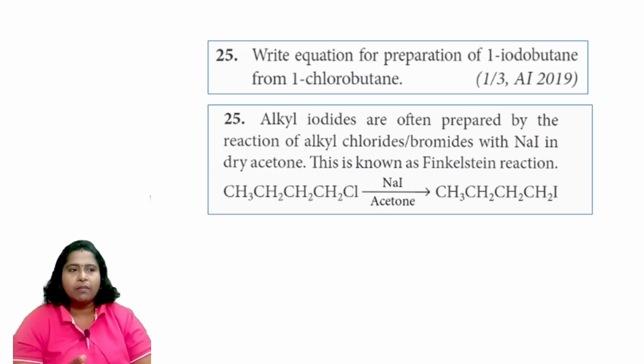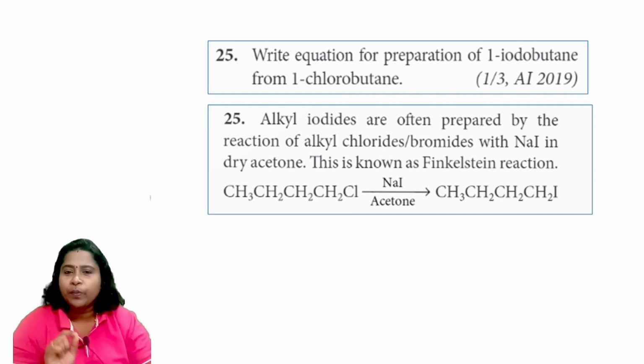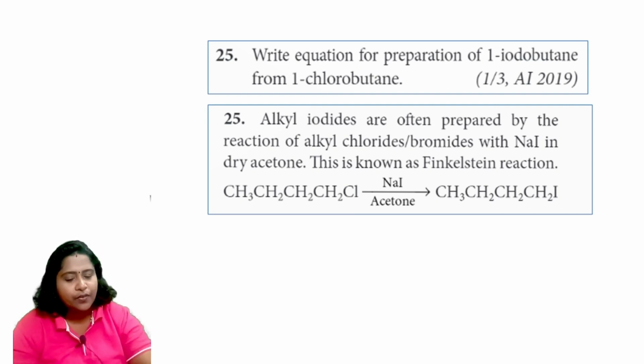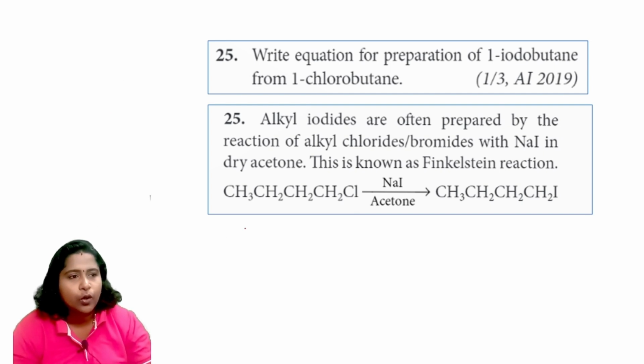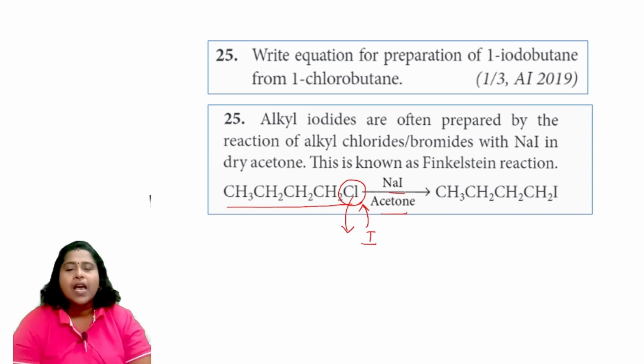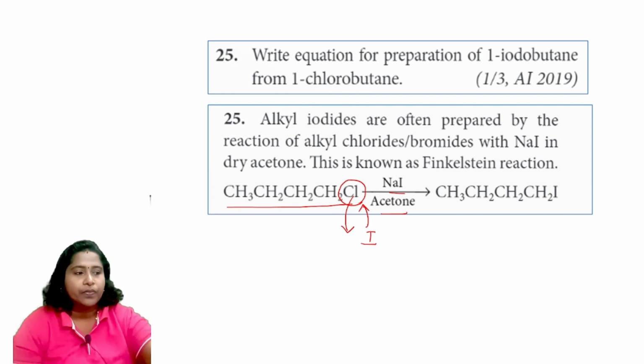Now this is also the same method. Write an equation for the preparation of 1-iodobutane. Same 1-iodobutane, from 1-chlorobutane, where the substituent is at the first position. See, this is 1-chlorobutane. Just the chlorine has to be removed and replaced with iodine. That's all. So directly I can use the Finkelstein method, because both are at the first position.